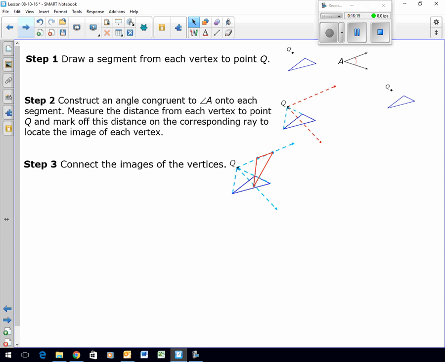Let's try this whole vertex thing again. What's a vertex? The point of the angle. Very good. Construct an angle congruent to angle A on each segment. Measure this between each vertex and point Q. Mark this off as our corresponding length to locate the image of each vertex. That's what they're doing right here. They're taking each particular vertex and marking off that point. Each of these angles is congruent to angle A. That's right. And then they're going to connect each particular vertex together.